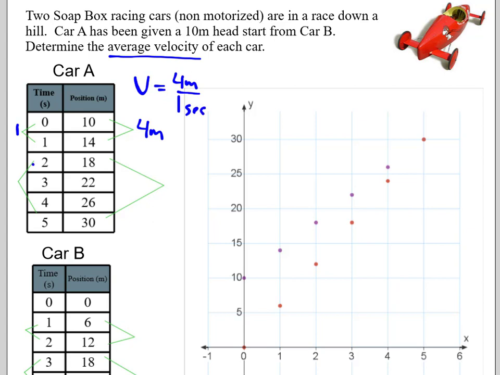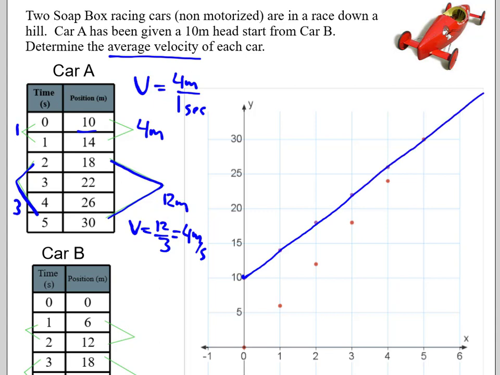Now if we take this second grouping, this is a change of 3 seconds. This is a change of 12 meters. And if we did the average with those, we would have 12 over 3, and it's still 4 meters per second. So if we look at our graph, car A had the 10-meter head start, so it starts here. And you can see that's a linear relationship. That shouldn't be a big surprise from grade 9 math, because the rate of change here is constant, the first differences are constant, it plots linearly.